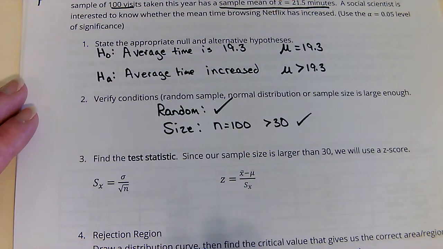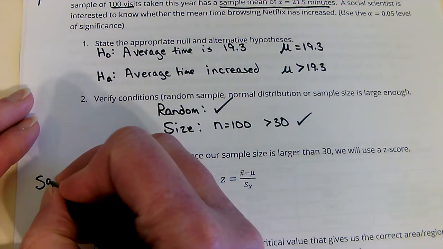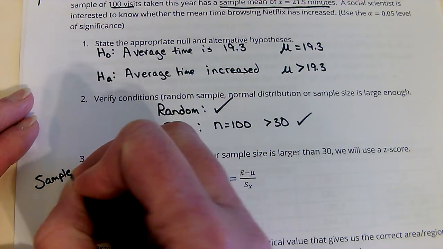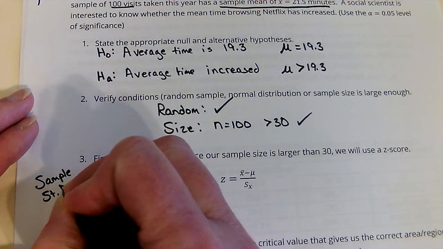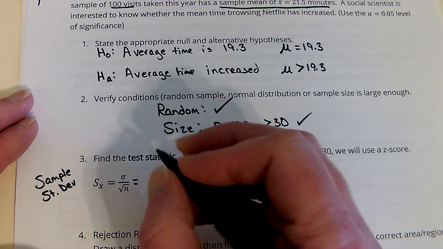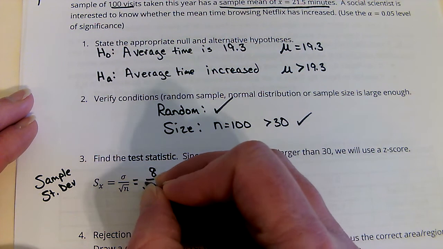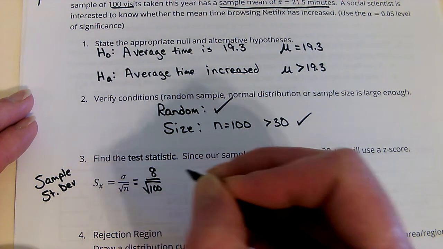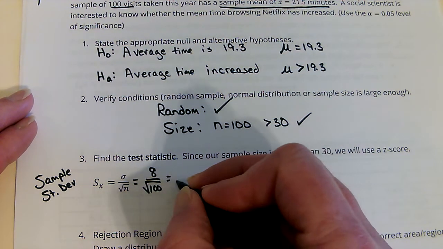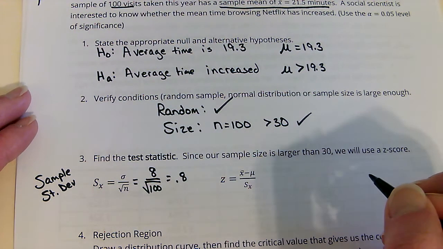Now we need to find our test statistic. So this is the process that we haven't done yet. So first off, we need to get our sample standard deviation. And this formula, we've been using it a while. We're going to take the standard deviation of the population divided by the square root of our sample size. And that one's kind of easy. That's 10. So 8 divided by 10 is 0.8.